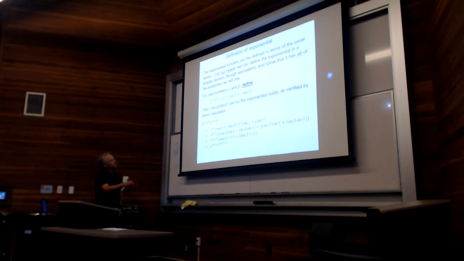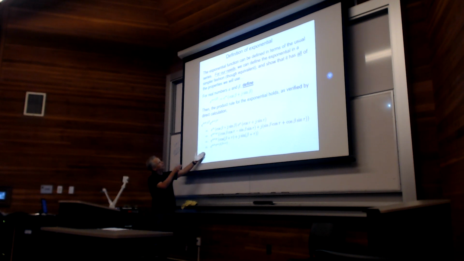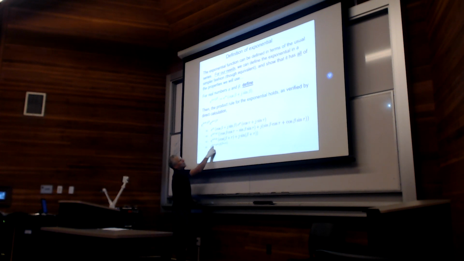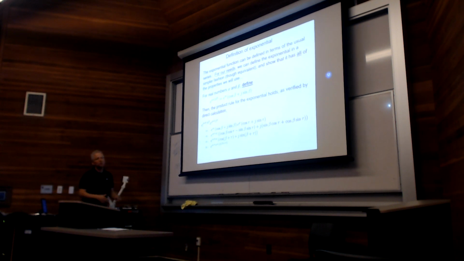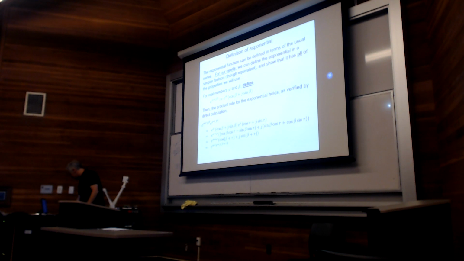So first of all, you can crank through e to the gamma 1 and e to the gamma 2, two complex numbers. We just break them up, follow the rules of multiplication, combine everything, and lo and behold, e to the gamma 1 times e to the gamma 2 is e to the gamma 1 plus gamma 2. So the product rule for exponentials still holds. That's good.